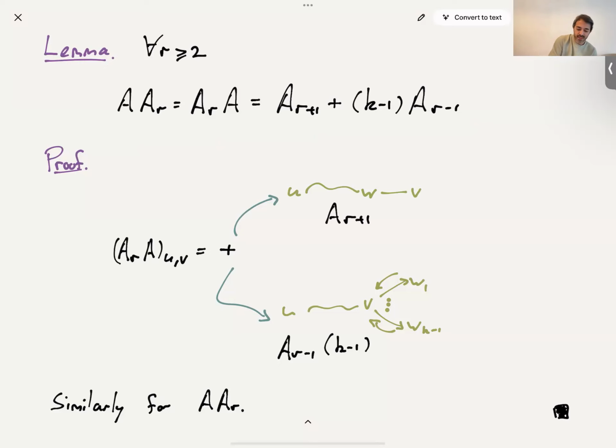So let's look at this expression, AR times A. What's going on here? At entry UV, you're doing a non-backtracking walk from U to some vertex W of length R, and then you take a step. That's the A, right?